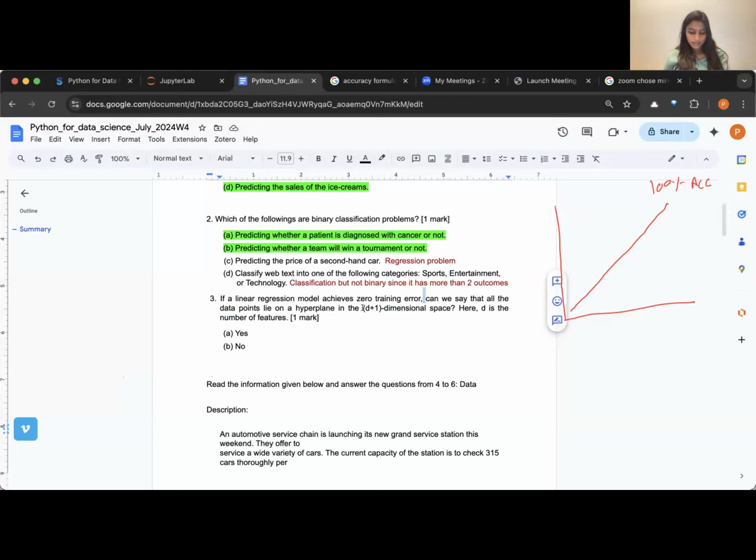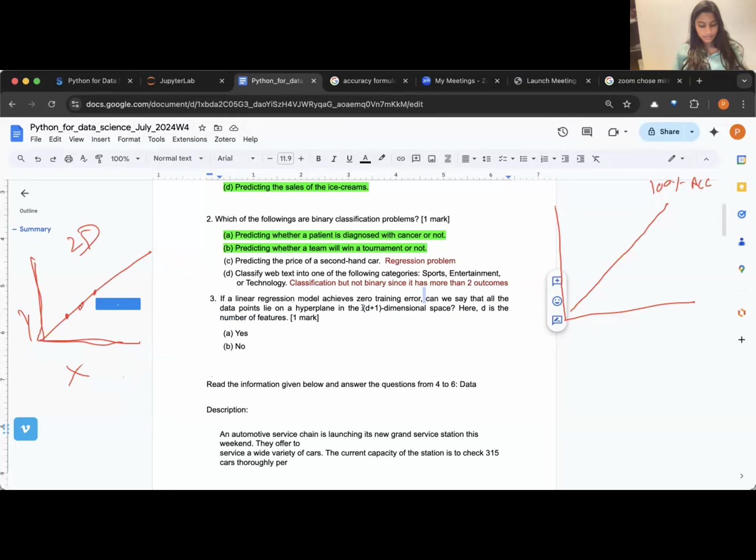What is a hyperplane? So basically, take a 2D structure, like x and y axis, two-dimensional. For a 2D structure, a line would be the hyperplane, right? So if the model is 100% accurate, obviously all the points fall on the line, which means they all fall on the hyperplane. So the answer is yes, they all lie on the hyperplane.